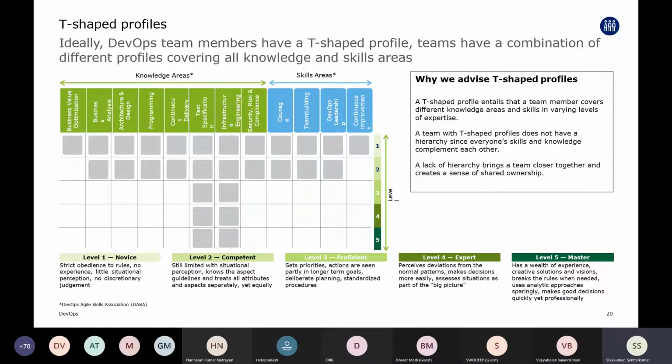And level 2, competent in the sense still limited with the situational perceptions, knows aspects, guidelines, and treats all attributes and aspects separately and yet equally. And level 3 is proficient. So those are the lists that come under all areas, whether they can do prioritized actions, and seen partially is no longer the case, and planning standardized procedures. They know what exactly they are supposed to do.